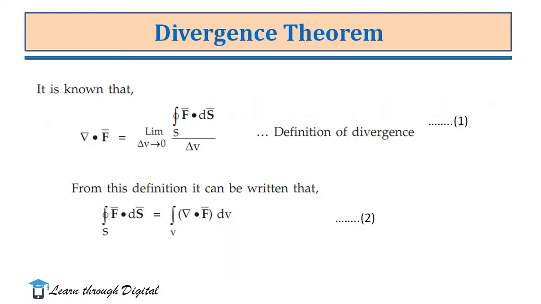So already we know the definition of divergence. In the previous video, I explained the concept of divergence and the physical meaning of divergence in detail. From the definition of divergence, we can write del dot F vector is equal to the surface integral of F vector dot dS vector by delta V, as delta V tends to 0. So from this definition, it can be written that the surface integral of F vector dot dS vector is equal to the volume integral of del dot F vector dV. This equation is known as the divergence theorem.